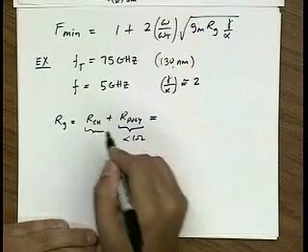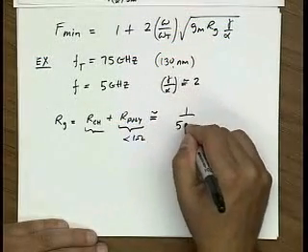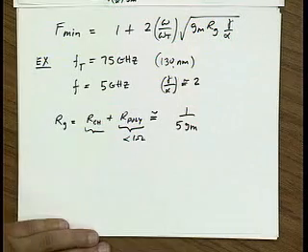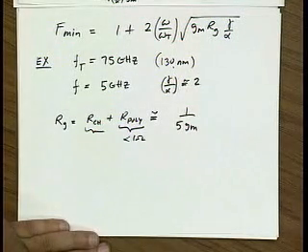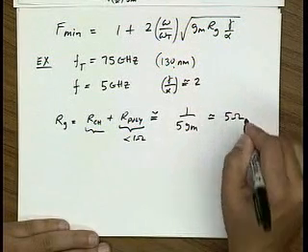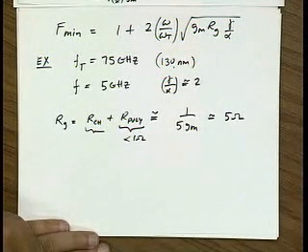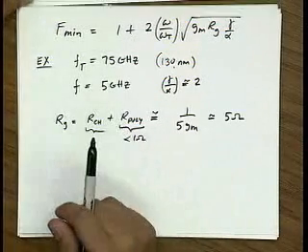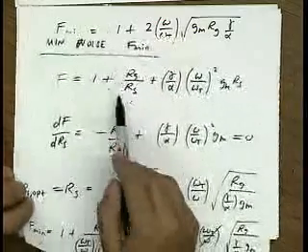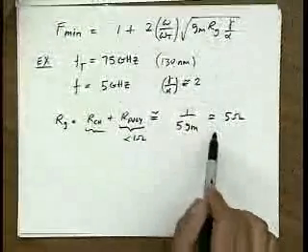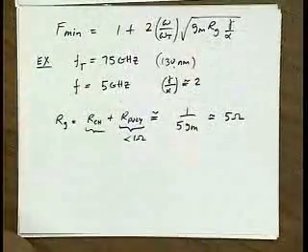The channel resistance, though, depends on how I bias my device. It's 1/5 of 1 over GM. And let me just say that I'd like this term to be about 5 ohms. I just picked 5 ohms. I want it to be smaller than RS because I know that if I go back to the original equation for F, this term contributes to the noise figure as RG over RS. So at 5 ohms, it's 10 times smaller than RS, so it should contribute very little to the noise figure.